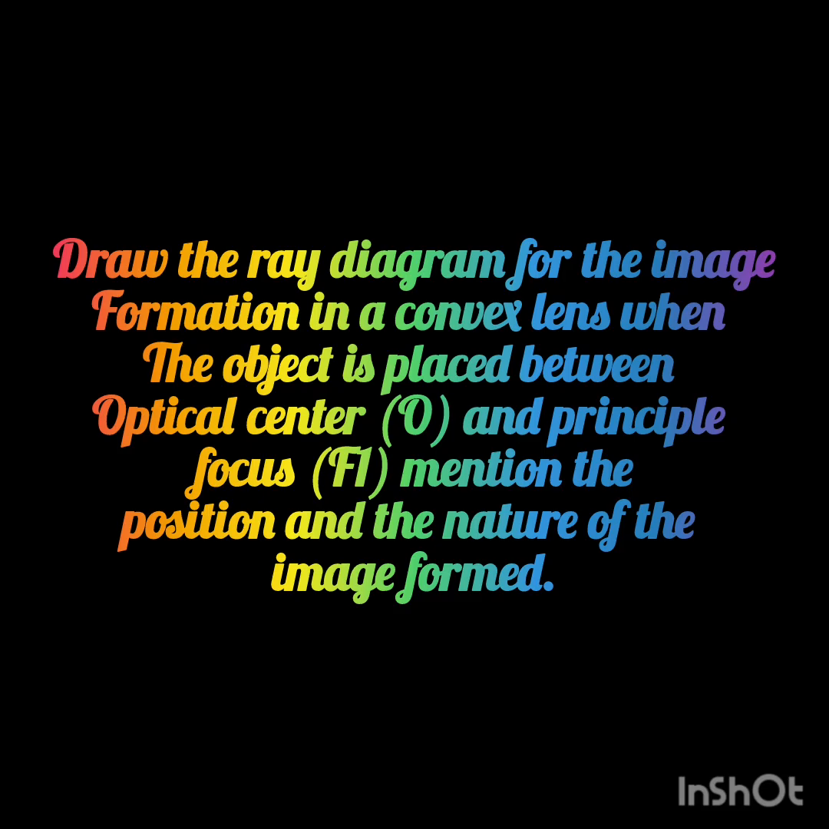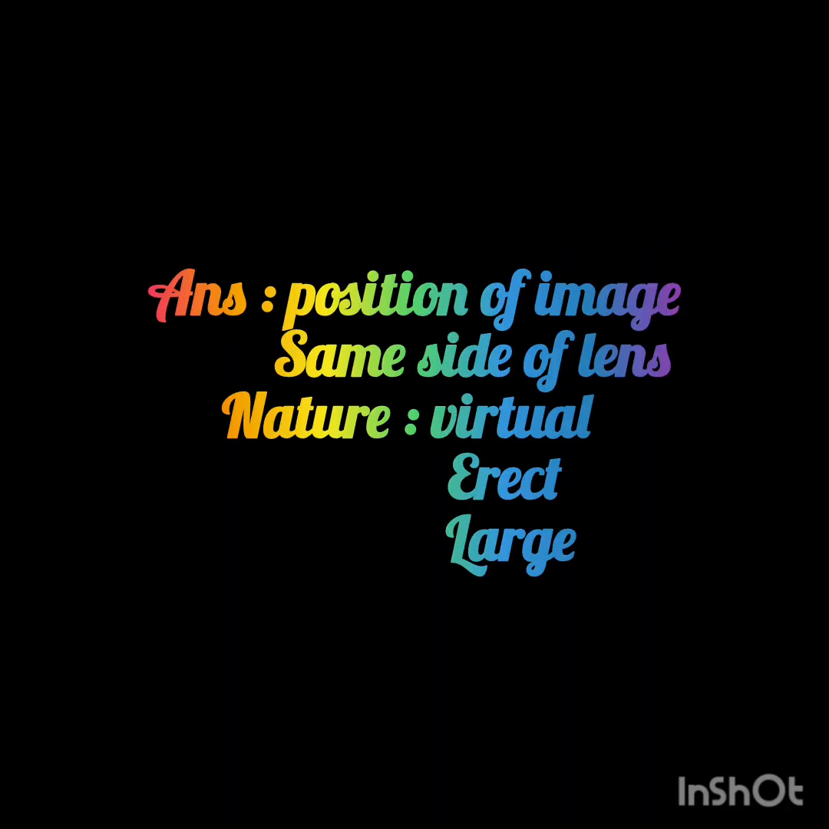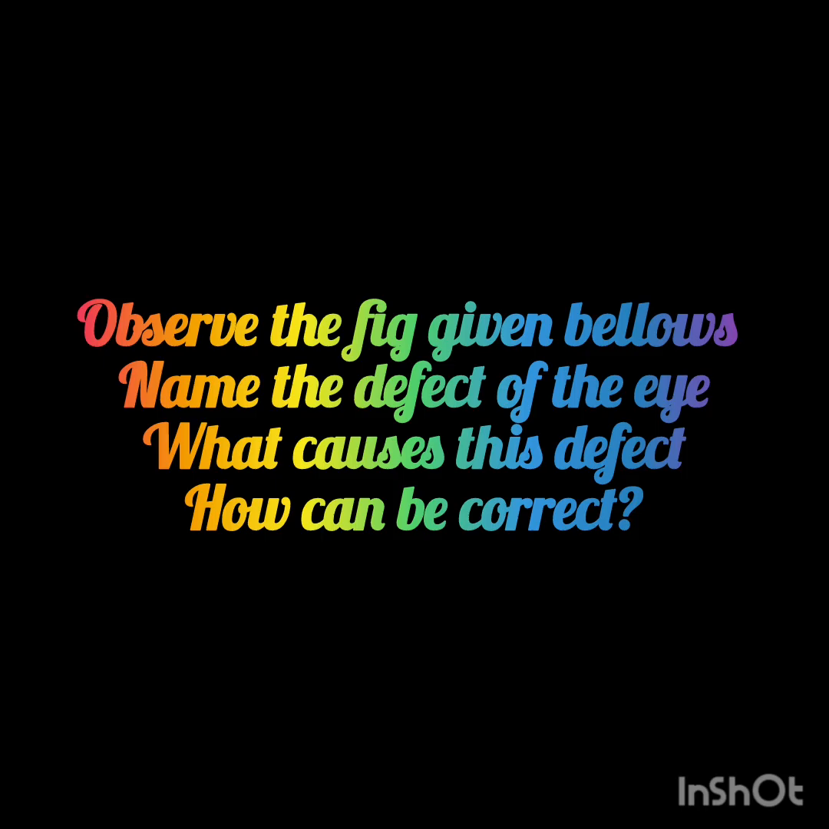Draw the ray diagram for the image formation of a convex lens when the object is placed between the optical center O and the principal focus F1. Mention the position and the nature of the image formed. This is one of the most important questions, because the ray diagram is compulsory in the SLC, so learn what you read. The image is formed on the same side of the lens. Nature is virtual, erect, and large.